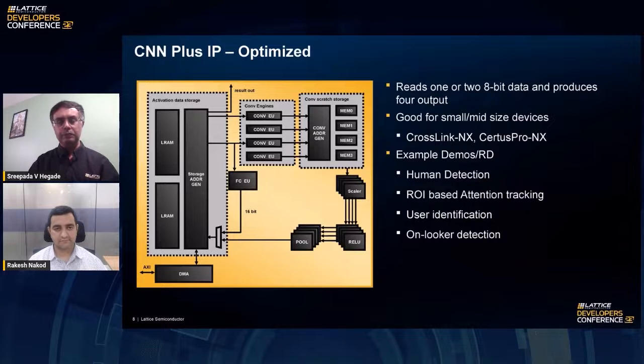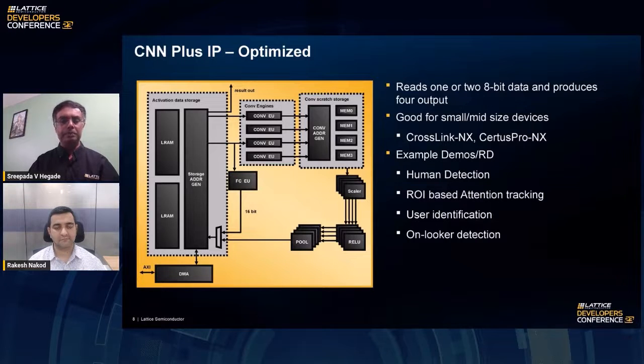Of course, this engine works on the Crosslink-NX device also that was targeted earlier. But it consumes most of the resources available on that device, and the user will be tied to only CNN operations. If you target a slightly larger device, Certus-Pro NX, you will still have a lot of room to implement other logic or functionality on top of this IP, right? So that's a trade-off that you need to think about while choosing between the two engines, right?